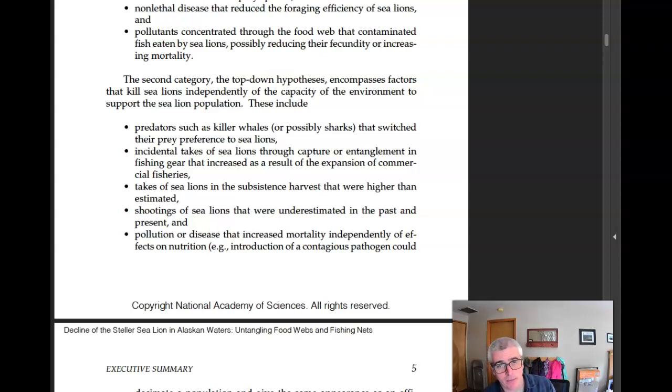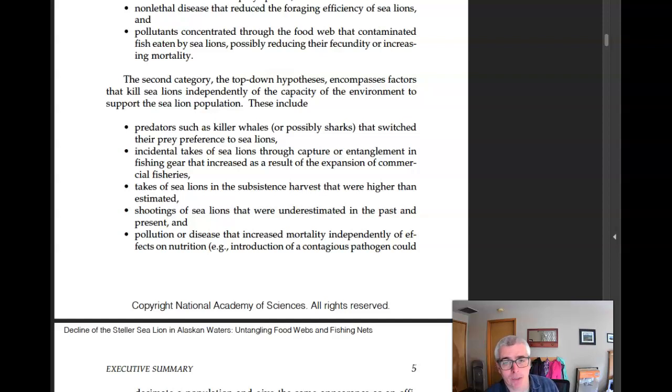It could be that the take of sea lions in subsistence harvest was higher than estimated. There are a couple points of evidence where we know how many sea lions are taken for subsistence, but the capture efficiency is not always known. So if only half of them are landed, they say, okay, this group caught 10 sea lions, but maybe the take was actually 20 and they lost half of them, that kind of thing.